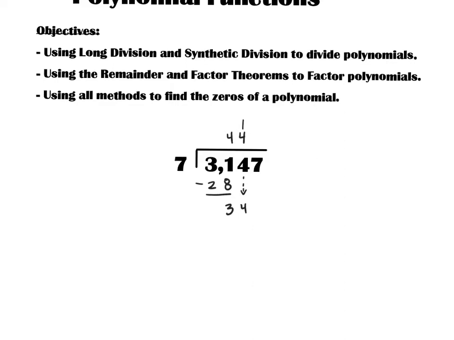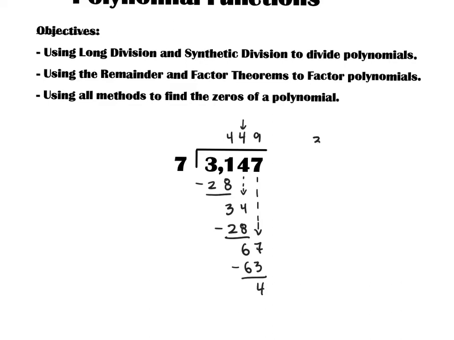So that 4 now times 7 is 28 yet again. We subtract again, we get 6. We drop down the 7, and we get 67. 7 goes into 67 9 times. 9 times 7 is 63. And we subtract, getting a remainder of 4. 7 does not go into 4. Therefore, we have a remainder.